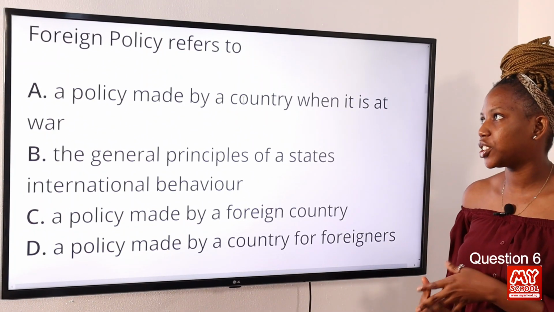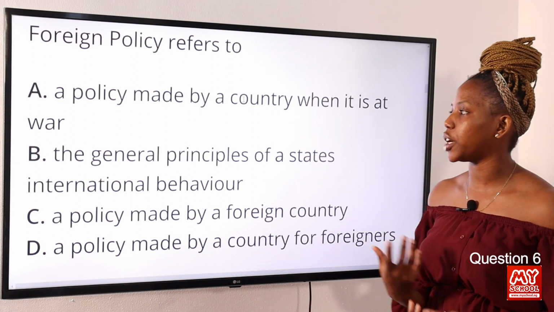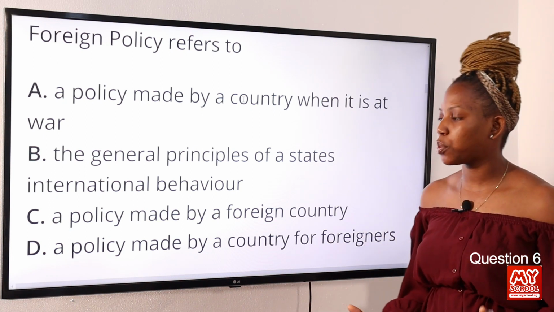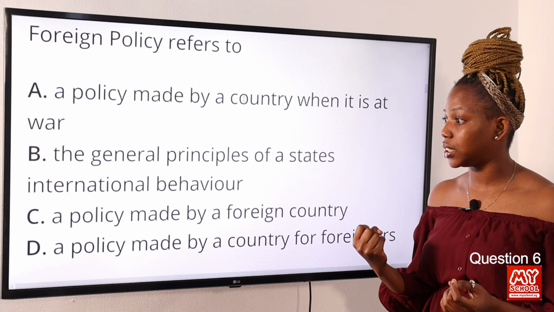Question 6. Foreign policy refers to option A, a policy made by a country when it is at war. Option B, the general principle of a state's international behavior.